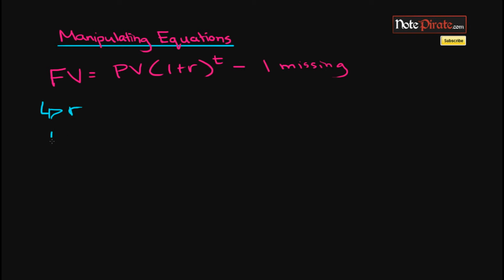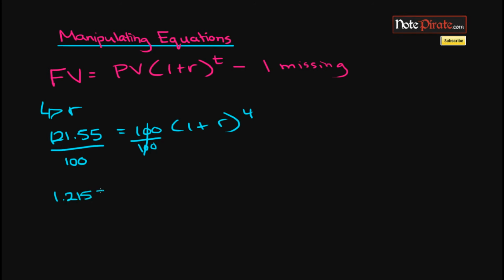So rate is going to be 121.55 equals 100 times 1 plus r to the power of 4. First thing, we're going to divide by 100, cancel out, divide by 100, we'll be left with 1.2155 is equal to 1 plus r to the power of 4.